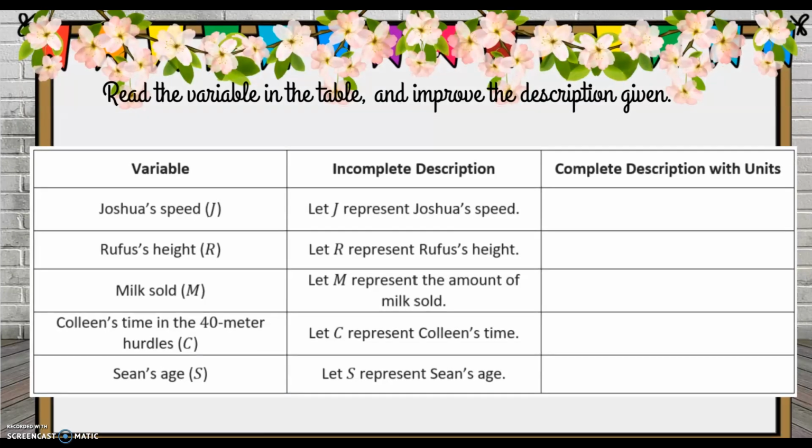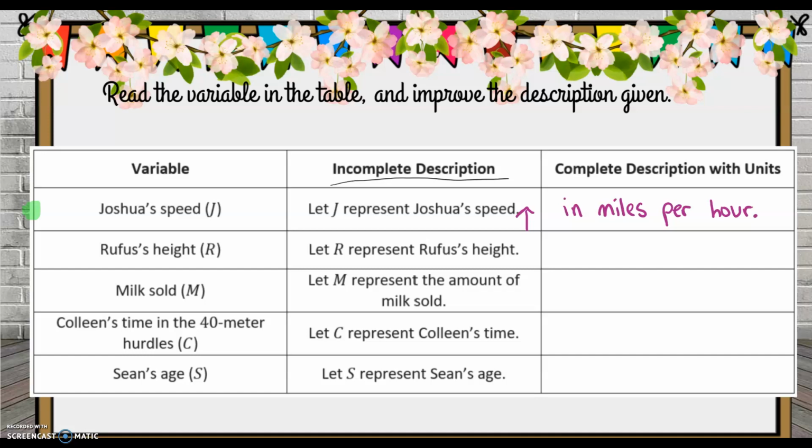So the first one is about Josh's speed. The incomplete description says, let J represent Josh's speed. How can we add to that? I'm going to go ahead and answer that right over here. Let J represent Josh's speed in, let's say, miles per hour. So we need to have an actual unit of measurement, okay?